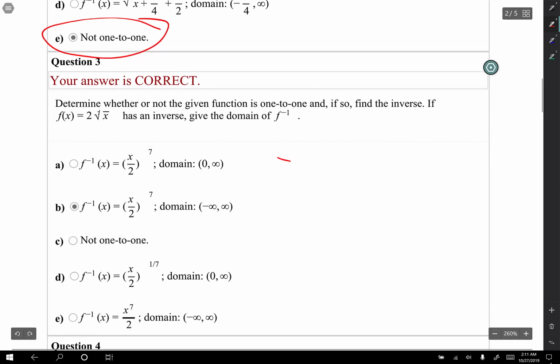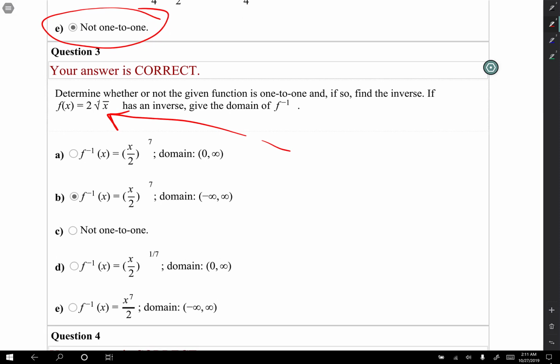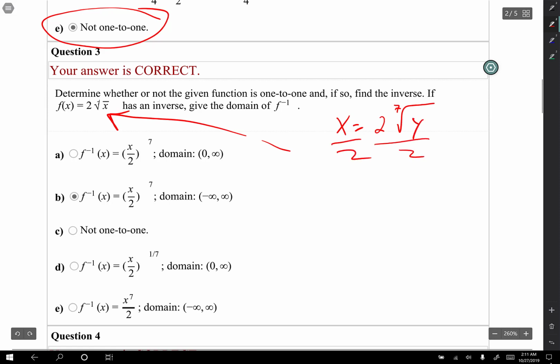Again, this is the seventh root. So that one is going to be one-to-one. It's similar to a square root or the cube root. So every x has a y, every y has an x for it. So here we go. I'm going to write x equals 2 times the seventh root of y. I'm going to solve for it, guys. Divide by 2, divide by 2. So x over 2 equals the seventh root of y.